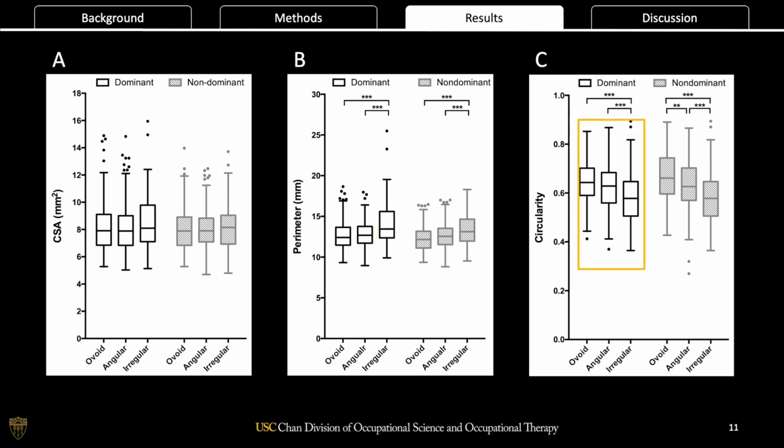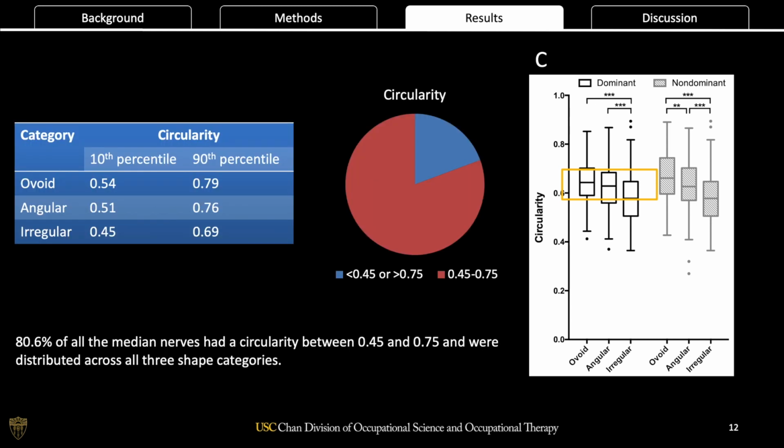While the average circularity across 3 shape categories were significantly different, the range of the values overlapped across the categories. This could also be seen from this table. The ranges from the 10th percentile to the 90th percentile for the median nerve with the shape of ovoid, angular, and irregular were from about 0.5 to 0.7, and 80% of the median nerves had a circularity between 0.45 to 0.75, and they were distributed across all 3 shape categories.